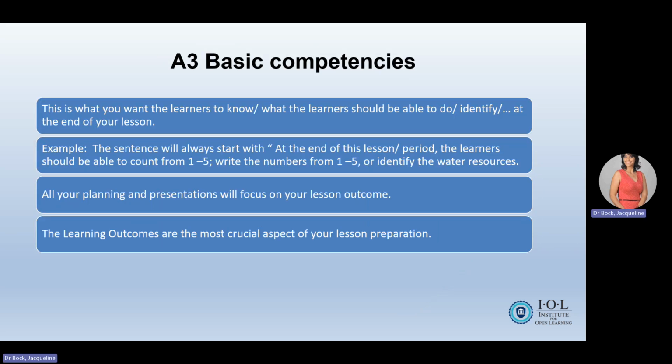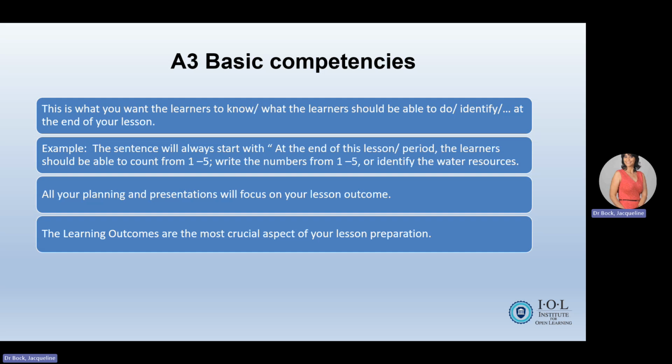A3, basic competencies. This is what the learner should be able to do when we are done with your lesson. To identify, it's always an observable verb that we use there. The sentence was always at the end of the lesson, the period.